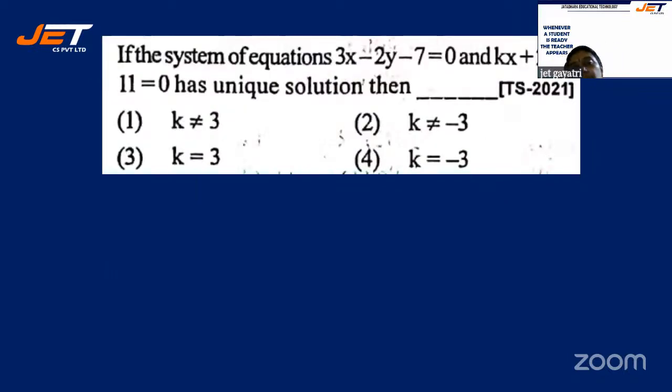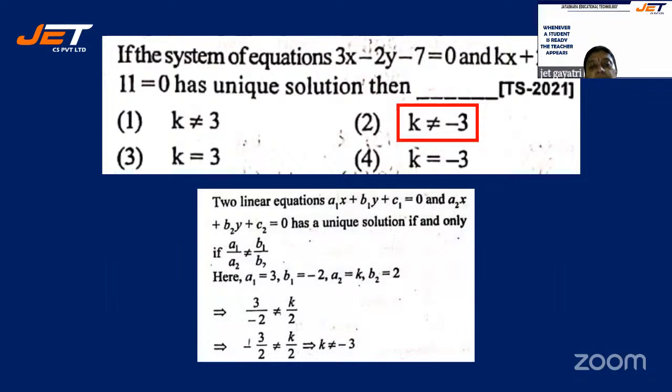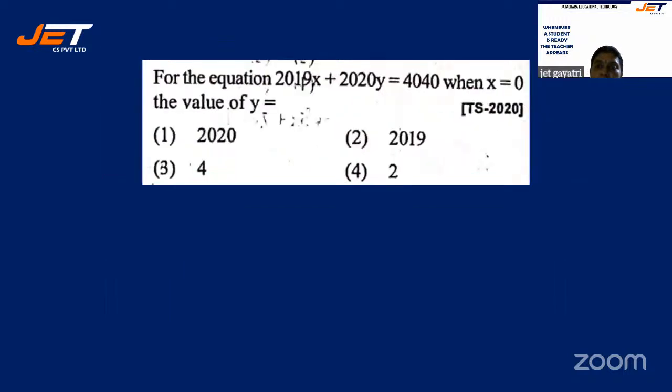In the system of equations, 3x minus 2y minus 7 is 0 and kx plus 2y plus 11 is equal to 0 has a unique solution, then. Okay, so here what do we do? We take a1 by a2 is not equal to b1 by b2, because it has a unique solution if and only if a1 by a2 is not equal to b1 by b2. So 3 by k is not equal to minus 2 by 2, whereas k is not equal to minus 3. Alright, that was a simple question. Let's move on to the next question.